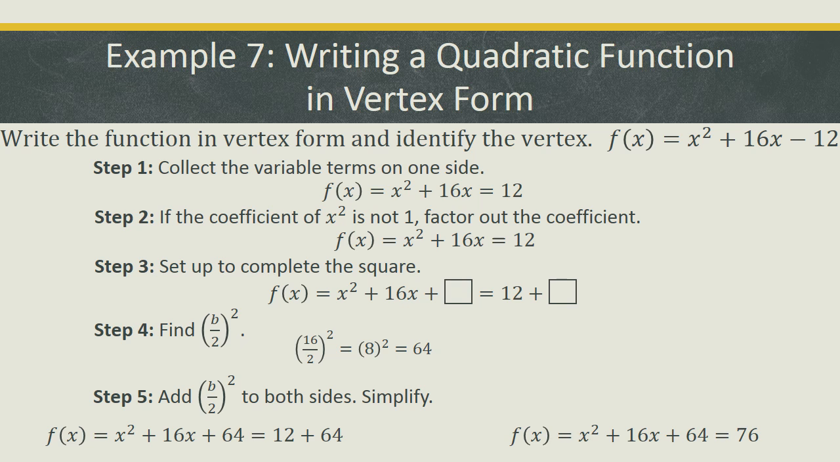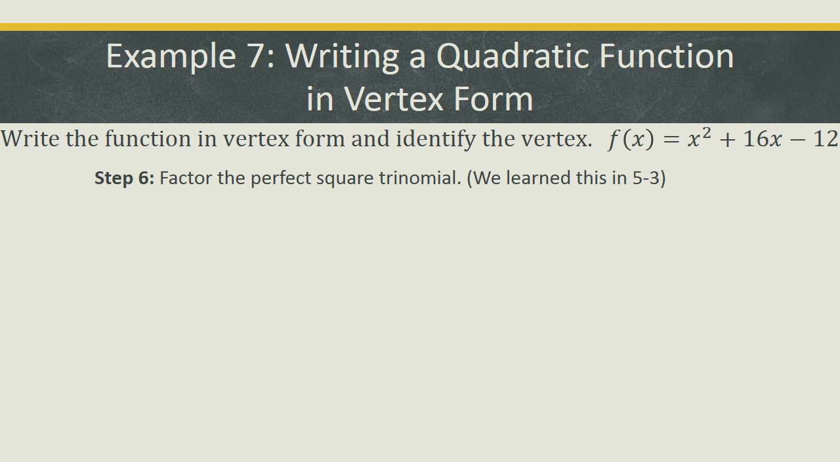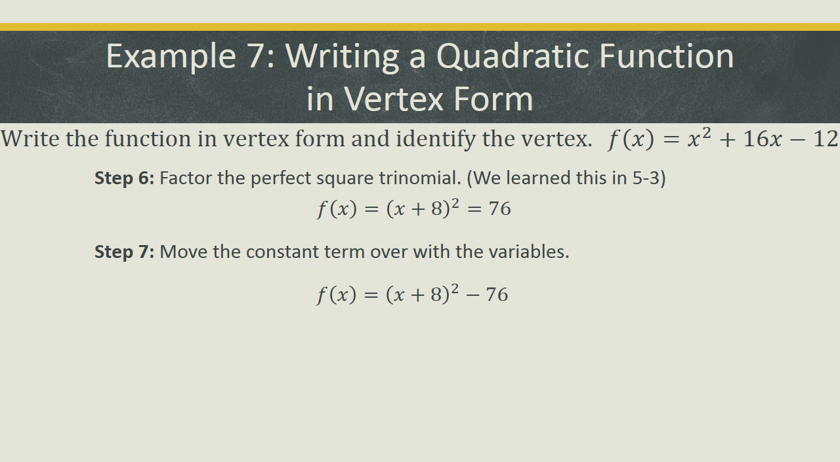Completing the square makes perfect square trinomials, so we're going to factor it. How do you factor a perfect square trinomial? We've done it a bunch of times. The square root of x squared is x. Carry the plus sign, and the square root of 64 is 8. So my factor of the perfect square trinomial is (x plus 8) the quantity squared, equals 76. From here, you do the last step. You have to move the 76 back over, so subtract it from both sides. You get (x plus 8) the quantity squared, minus 76.